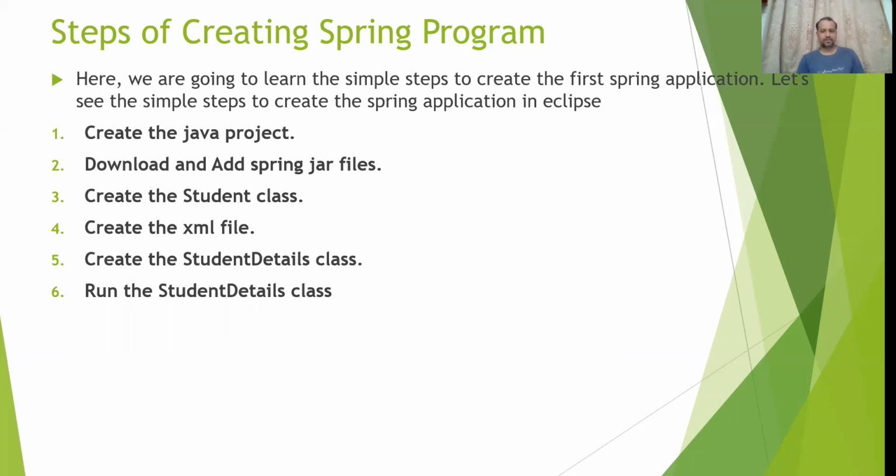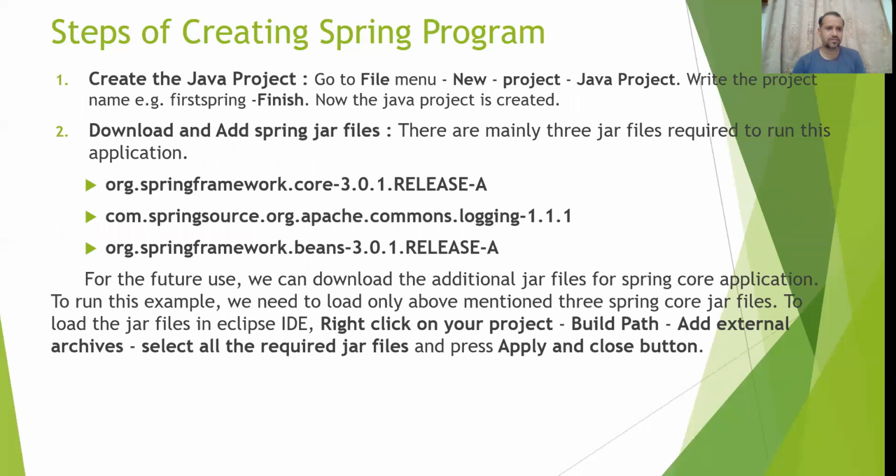Now after that, you have to create another class that is going to access your student class. And the last step is to run the student details. Your program is going to run with the help of student details. Okay, now create the Java project. These are the elaboration of the steps. Go to the file menu, new project, Java project, and write whatever project name you want to provide.